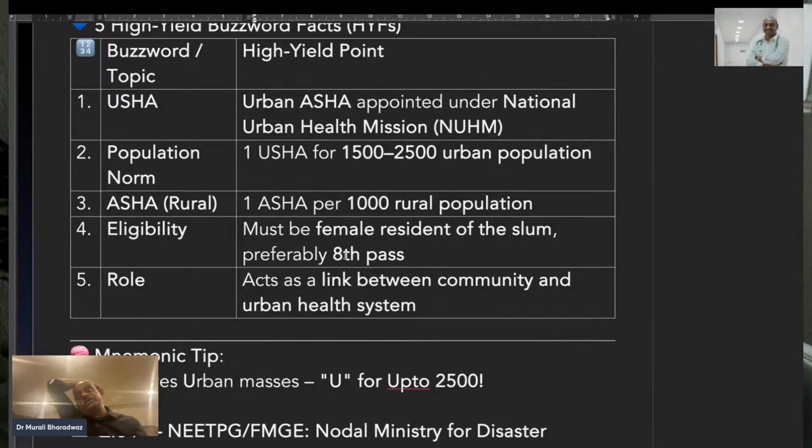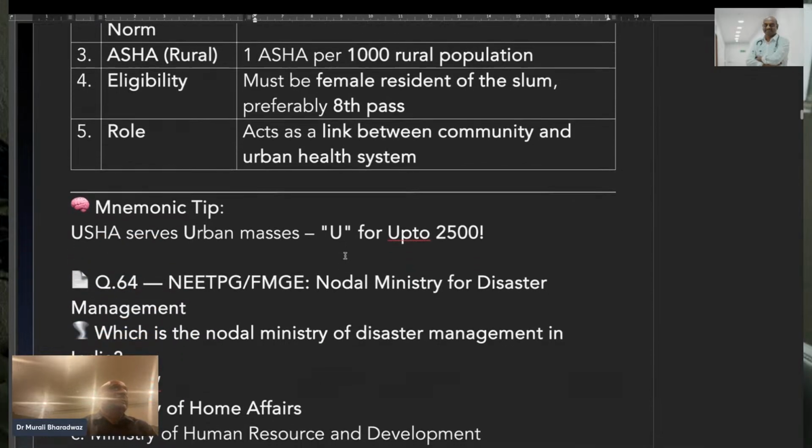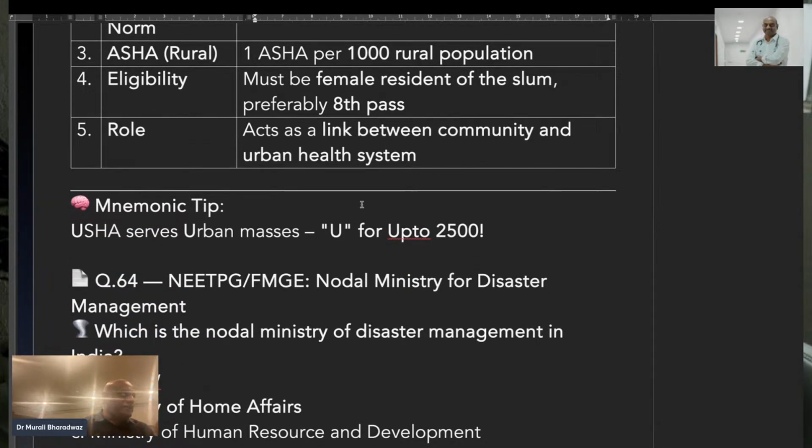She must be a female resident of the slum, preferably 8th pass. Why 8th pass and not 7th pass? There is no exam for 8th. No board exam for 7th, none for 8th either. This is the last batch who wrote a board exam for a certificate. But you should get the seat before NEET PG is removed.